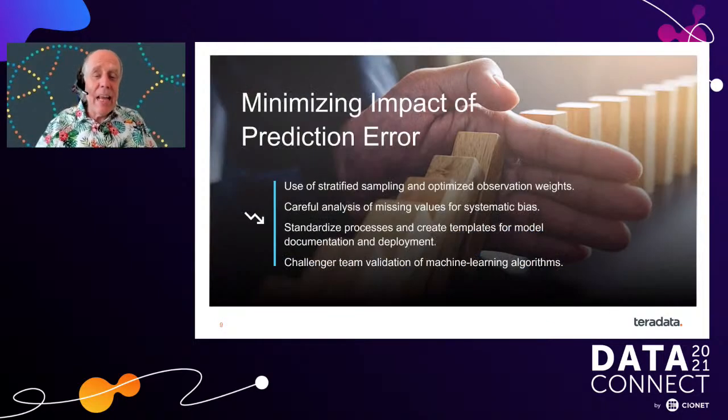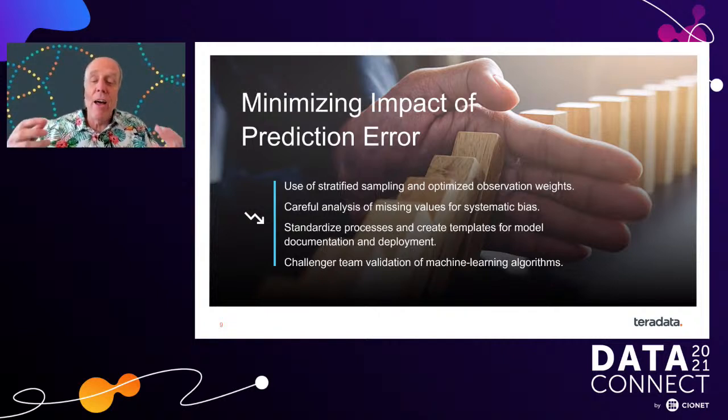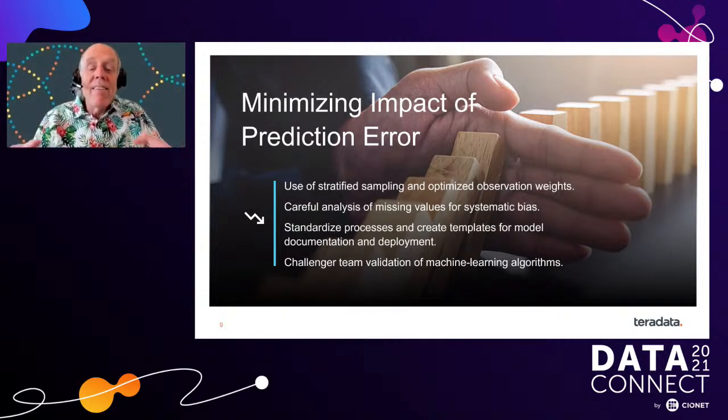In order to minimize the impact of this, you should use stratified sampling and observation weights that are optimized so that the different communities within your training set are represented in a fair way. You should be analyzing for missing values in your data set. And if there's systematic bias aligned to particular communities, that can introduce bias in your training. It's very important in order to reduce bias that you standardize processes and create templates for model documentation and deployment. The more you standardize, the less opportunity is there for human bias sneaking into your models.